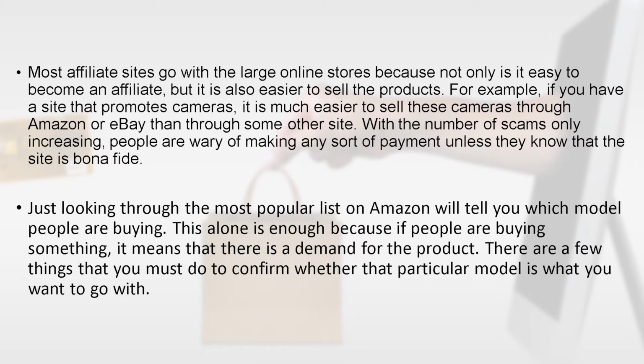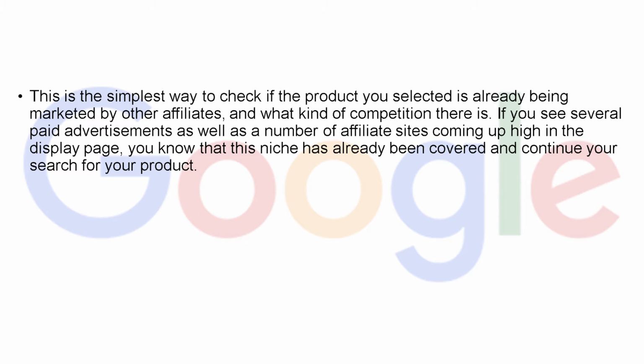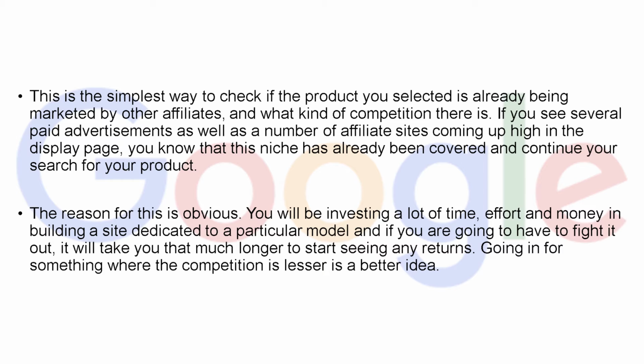There are a few things that you must do to confirm whether that particular model is what you want to go with. Google it. This is the simplest way to check if the product you selected is already being marketed by other affiliates and what kind of competition there is. If you see several paid advertisements as well as a number of affiliate sites coming up high on the display page, you know that this niche has already been covered, and you should continue your search for your product. The reason for this is obvious. You will be investing a lot of time, effort, and money in building a site dedicated to a particular model, and if you're going to have to fight it out, it will take you that much longer to start seeing any return.